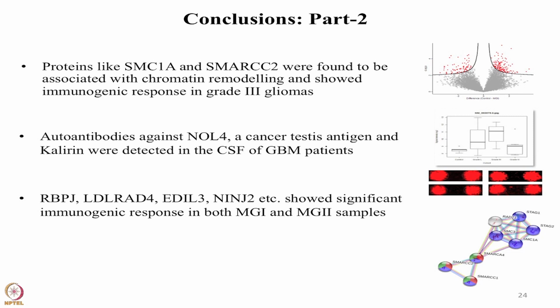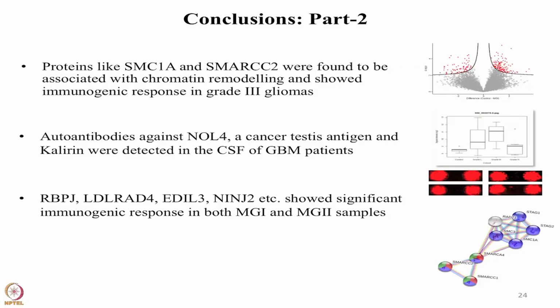Autoantibody response for the NOL4 protein, which is a cancer testis antigen protein, and Calirin protein was detected in the GBM patients. Few proteins like RBPJ, LDL-RAD4, EDIL3, NINJ2, they showed significant immunogenic response in both meningioma grade 1 and grade 2 patients.